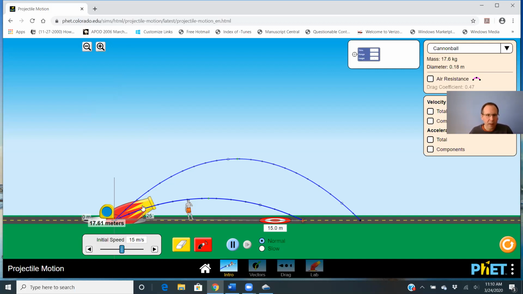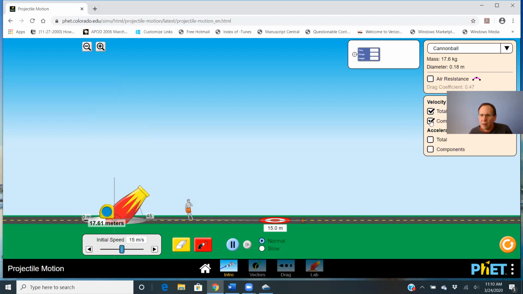If you want to play around with the velocity vectors, let me clear this. Actually, let me do this in slow motion to show you. Remember, when you launch it, you're going to have an X and Y component of the initial velocity. You can see that there. The X stays the same, that horizontal velocity is staying the same, but the Y is changing. It's starting large, getting smaller, smaller, smaller. At the peak, it's 0.